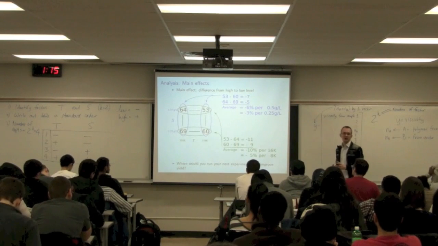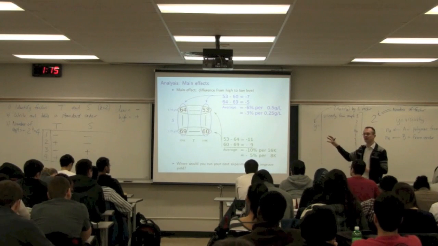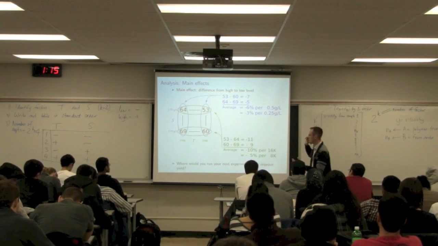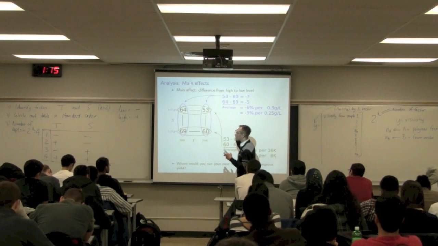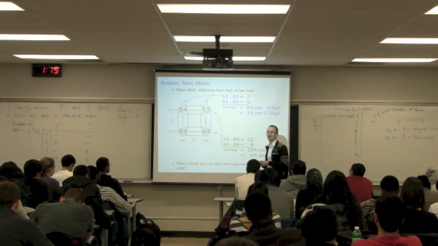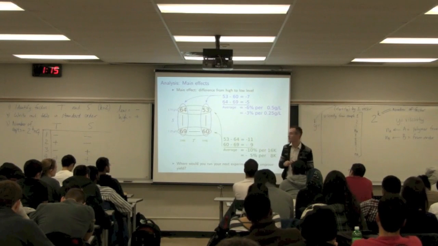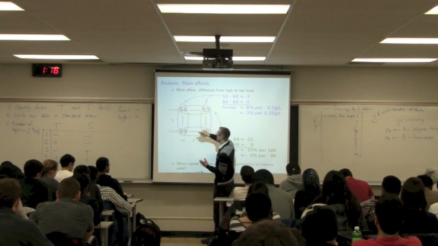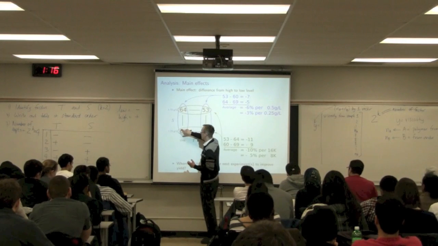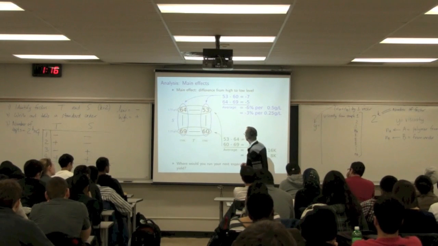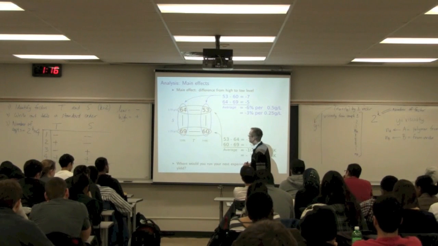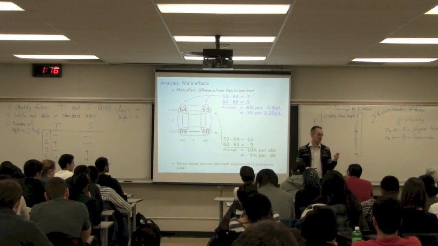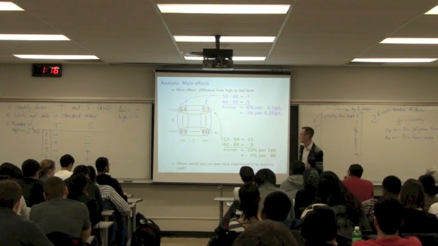Always evaluate your effects from high to low. We may intend to go from low to high, but the way we evaluate our data is always to follow the same procedure and go from high to low. When I say high to low, it's high value of substrate to low value of substrate. So in this particular case, I get two estimates of the effect of substrate concentration change.